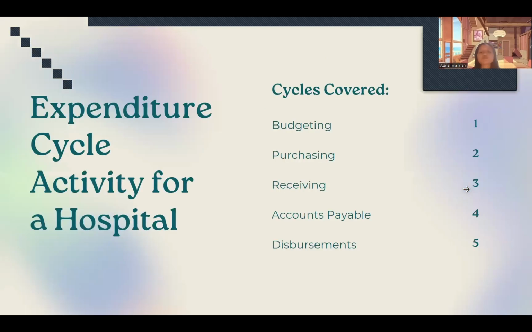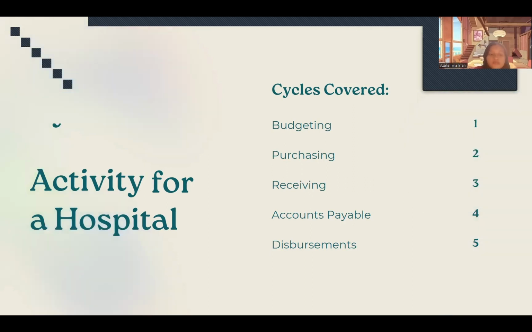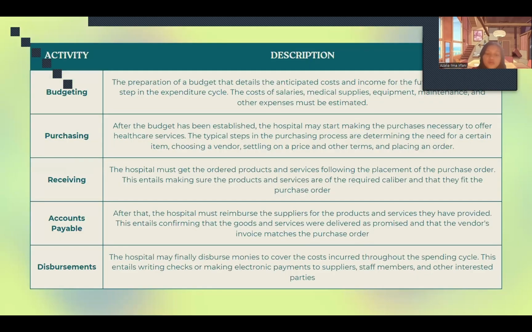Today I am going to identify and explain the expenditure cycle activity for a hospital. The cycle covers budgeting, purchasing, receiving, accounts payable, and last but not least, disbursements. So, let's get to the description.